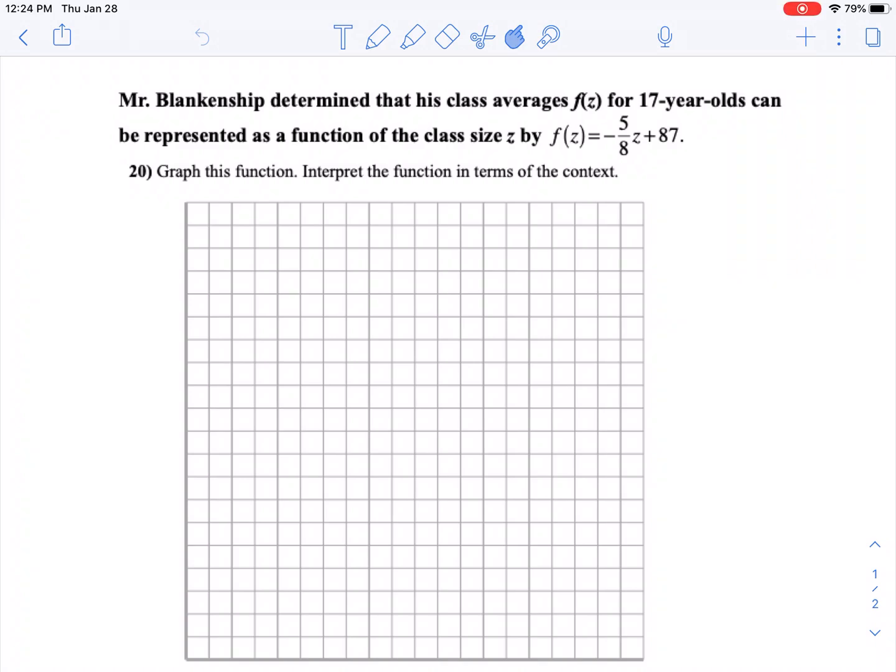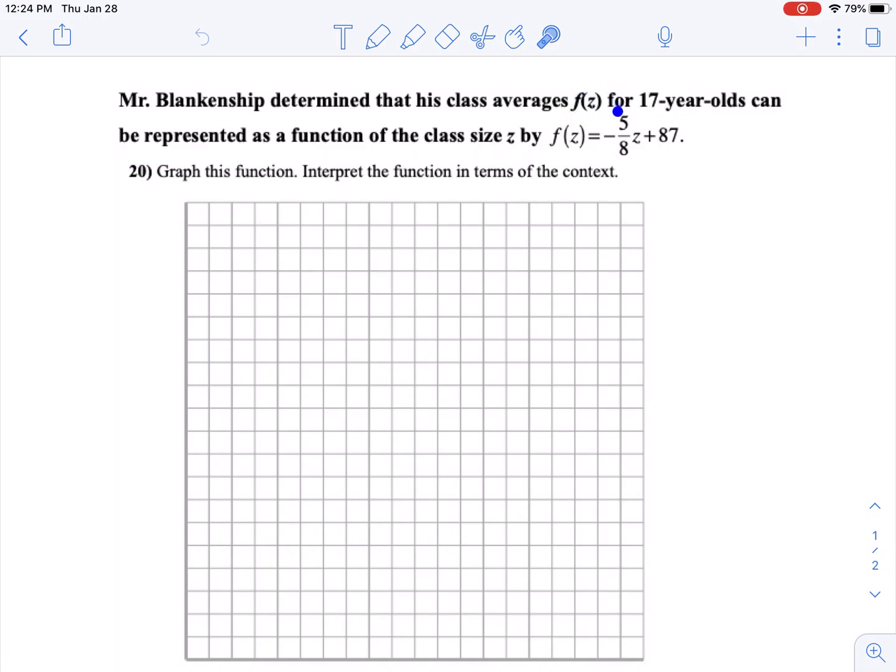Hello, let's take a look at how to do problem number 20 on the MT1 LT7 assignment. It says Mr. Blankenship determined that his class average, I'm guessing his test score class average, for 17-year-olds can be represented by this function for the class size. In other words, he's saying the scores that he's going to have depend on the class size. And here we have function notation.